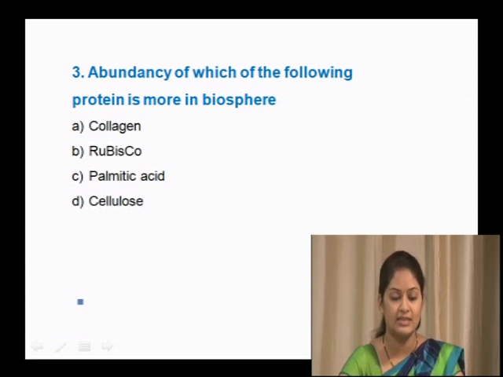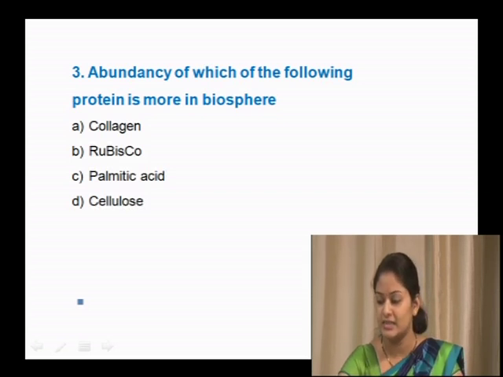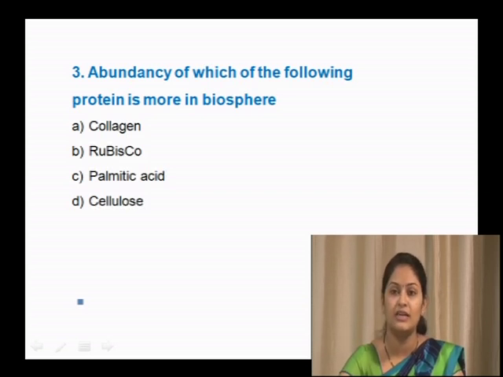So Rubisco is an enzyme, therefore a protein, which helps in the fixation of carbon dioxide during the process of photosynthesis. So this is the protein which has large abundance in the biosphere compared to all other proteins. Option A, collagen, though it is a protein, is the most abundant protein found only in the animal world. Option C, palmitic acid, is actually a saturated fatty acid found in all kinds of lipids, so they are found in animal's body.